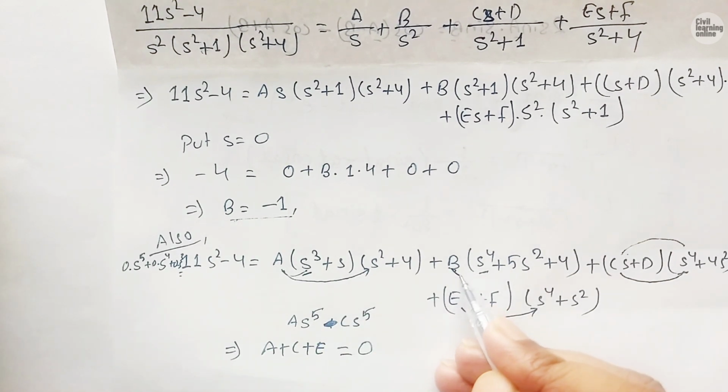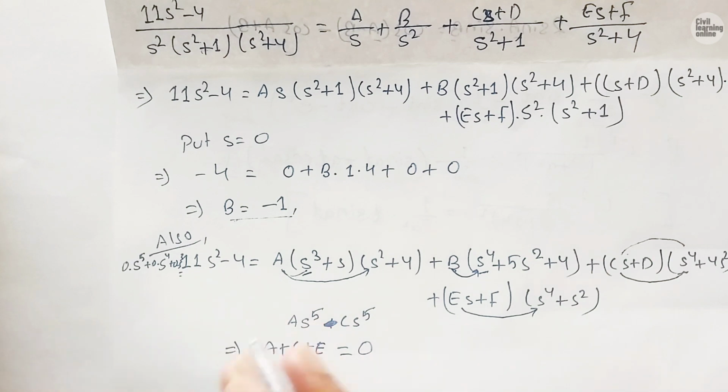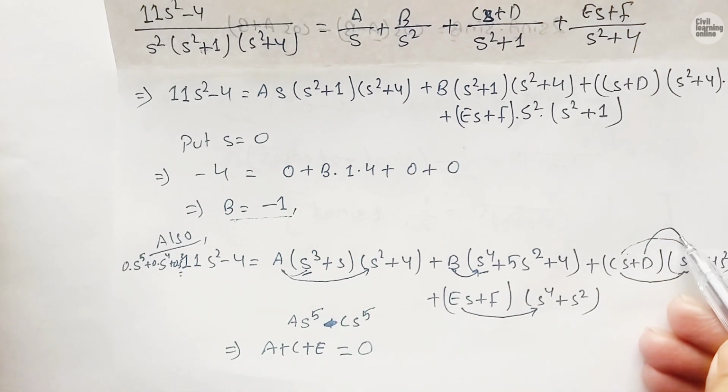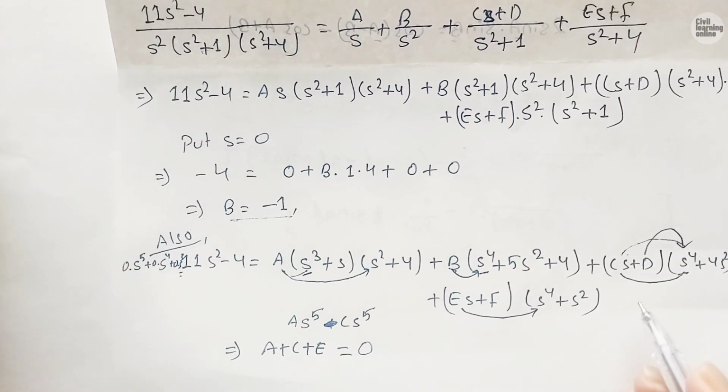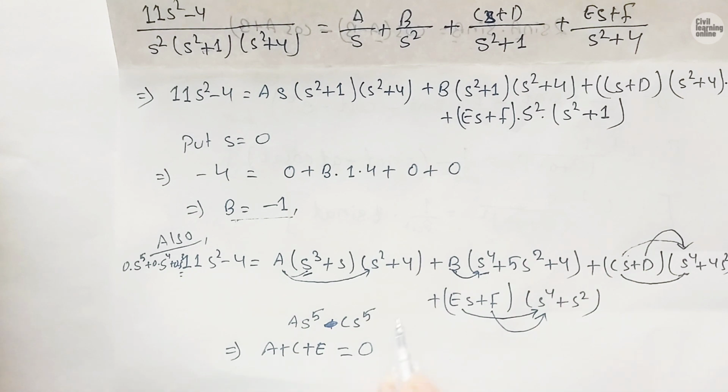Similarly we will compare for b also. So b is multiplied with power 4. We will look for other expressions which will have the variable s to the power 4, because we are considering s to the power 4. So when d is multiplied with s to the power 4, we will have one expression, and when f is multiplied with this, we will have one expression. So we will have b plus d plus f equals to 0.